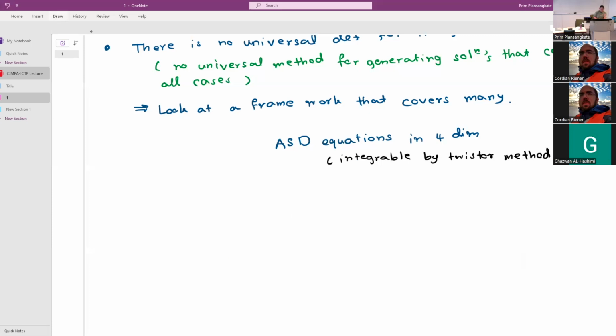And let me just be clear that by anti-self dual equations, you have the anti-self dual Yang-Mills equation and the anti-self dual condition for conformal structure. Let me just write that anti-self dual conformal equation.